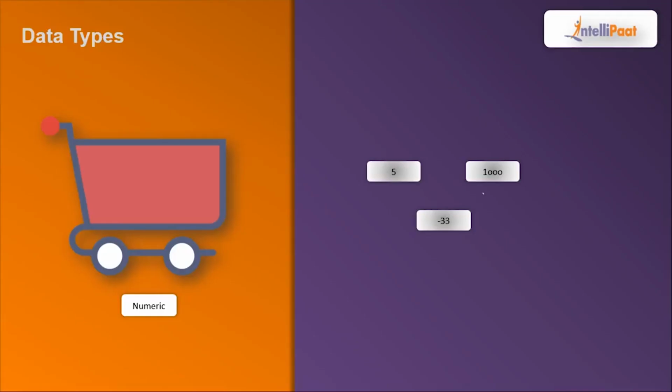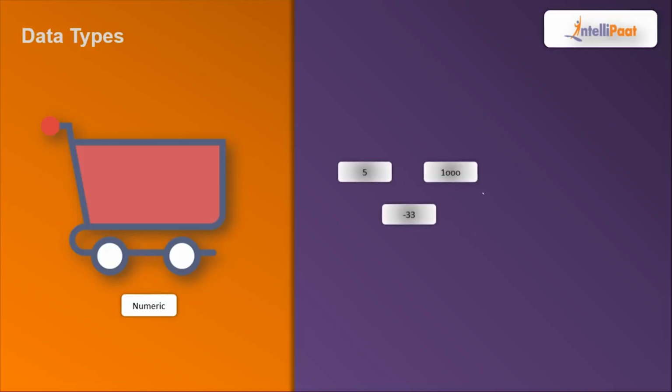Right. So now that we've understood what exactly is a variable, each variable is basically associated with a data type. So let's start off with the first data type, numeric. So a variable can store numeric values such as 5, 1000 and -33.